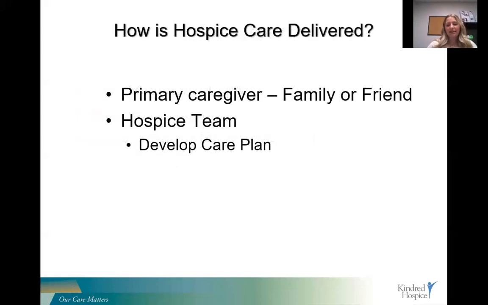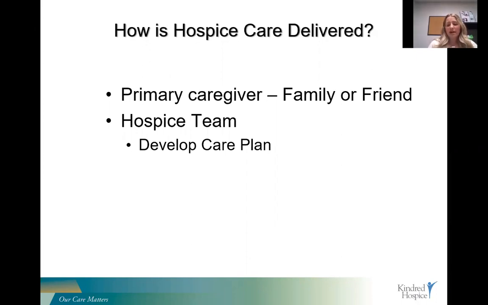So my next slide is, how is hospice care delivered? So we touched a little bit about the care team. And so when we're looking at hospice care and how that all meshes together, the patient is, of course, at the center, and the family. And then there is the primary caregiver. So generally that's family or friend. And family members serve as the primary caregiver when appropriate, and help make decisions for the patient.